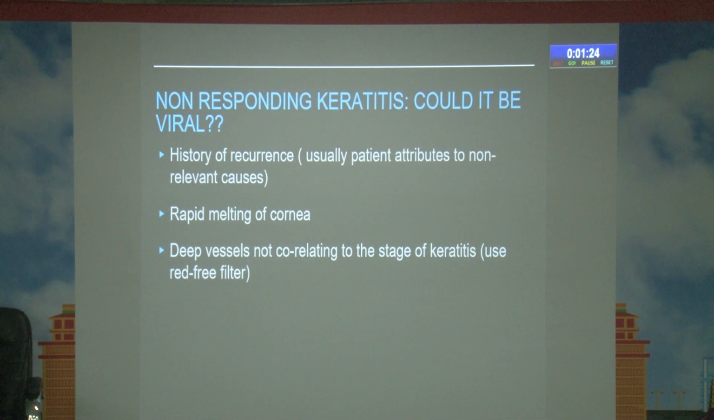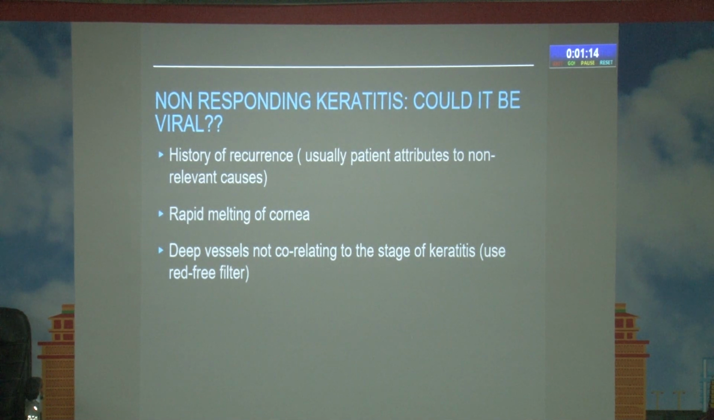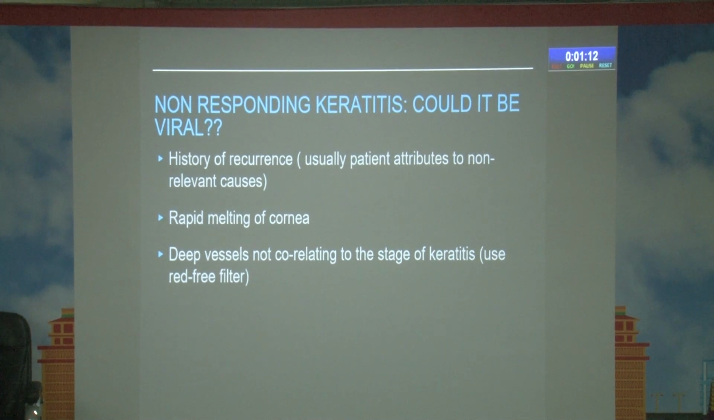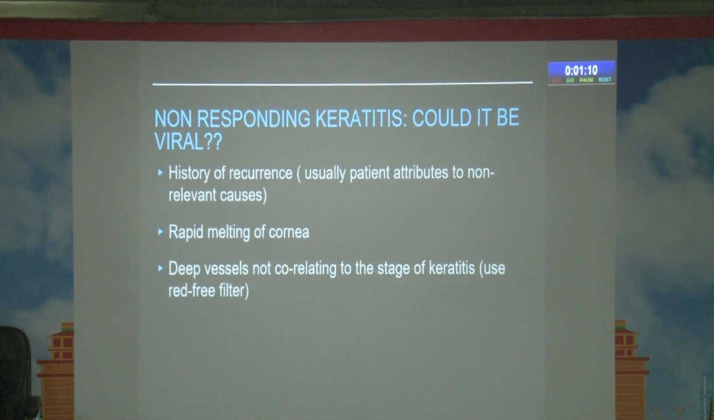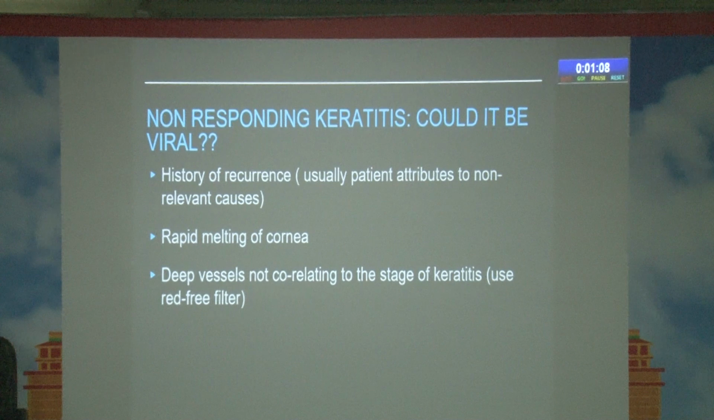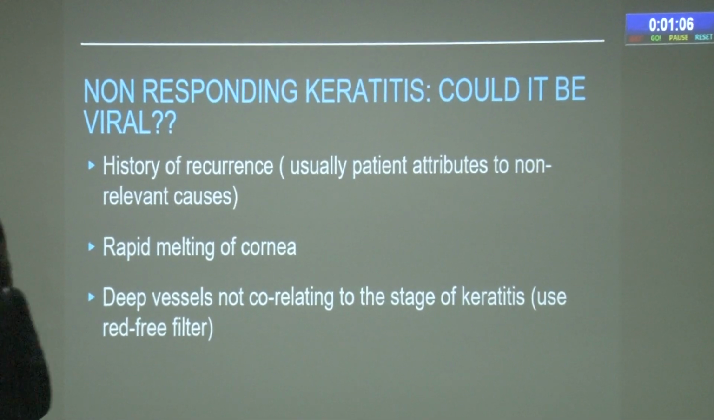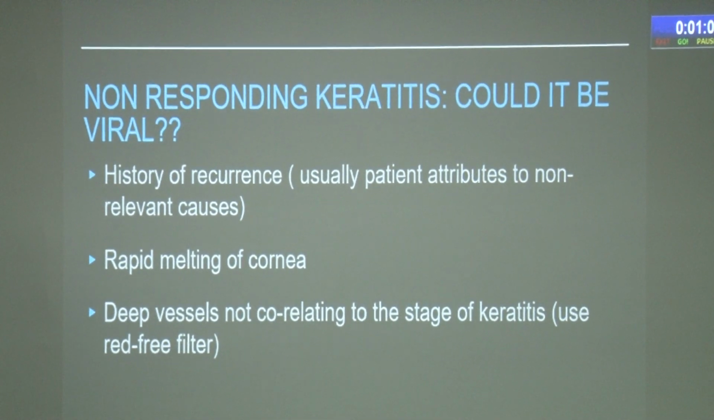Now, rapid melting of the cornea. Unlike bacterial or fungal cases, where it is the late stage of the disease when corneal thinning starts and then it melts and perforates, in viral keratitis it does not correlate to the extent of the lesion, but you might see thinning and perforation very rapidly in the early stage.